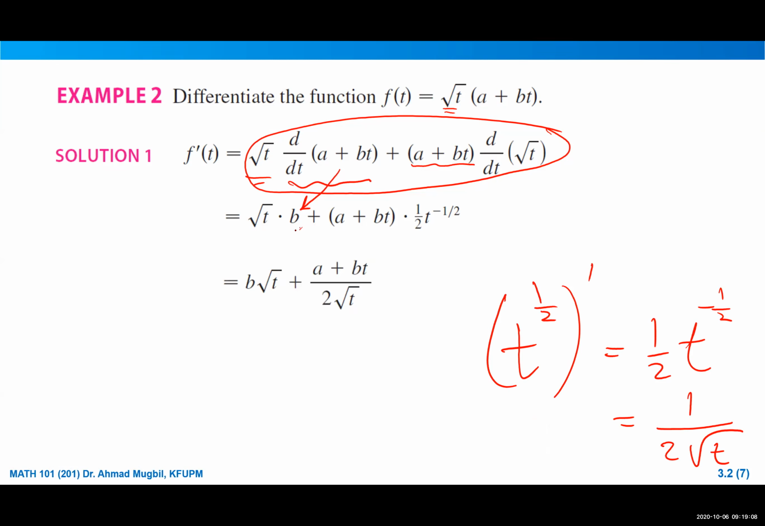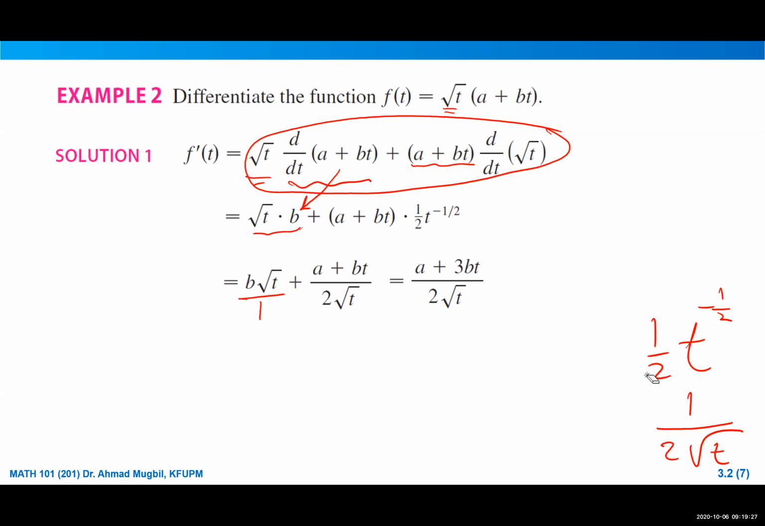Be careful. This will be b square root of t, and this will be a plus bt over 2 square root of t. You can stop here and you can simplify more if you want. You can just make them a single fraction, by writing them over the same LCD. It is just a matter of algebra after that.